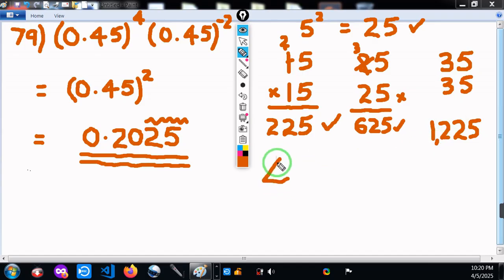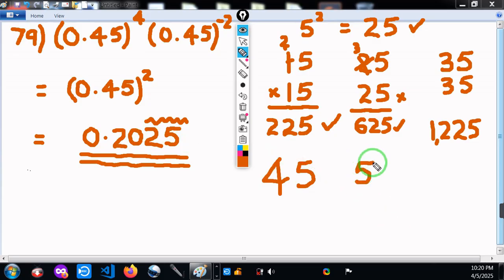So we go to 45. That's how I got my 45 just now, 2025. Got it? 45. The 5 times 5 is 25. Make this a 5. 5 times 4 is 20. 2025. Then we go to 55.